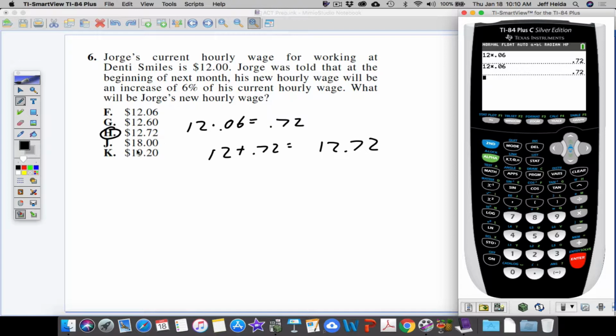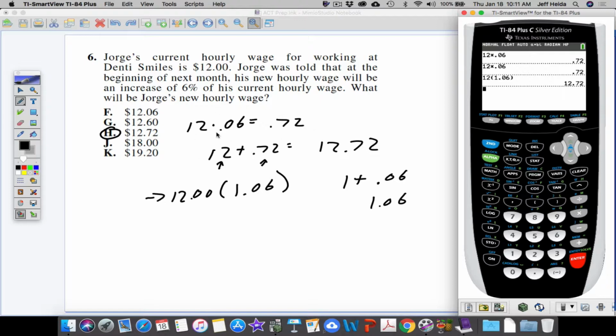But if you want to just plug something into your calculator and get 12.72, it's $12 times 1.06. And how do you get 1.06? 1, which is your hourly wage, plus a 0.06 or 6% raise is 1.06. So if you multiply 12 by 1.06, this is 12 times 1. This is 12 times 0.06. So let's look at what happens when you plug it into your calculator. 12 times 1.06. Close parentheses, enter, 12.72. You get the same answer. It's a different way of thinking about the same problem. This is one step. This is multiple steps, but this is a more straightforward way to think about the problem.